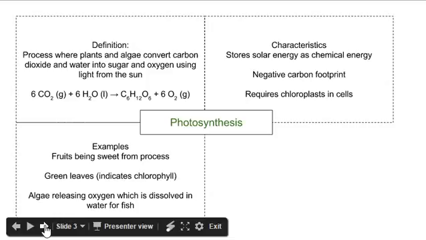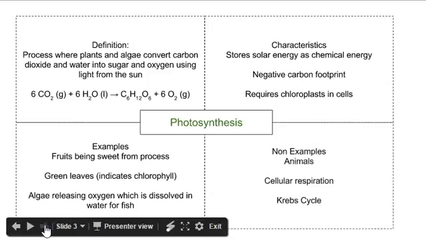And a third example is algae in the ocean or in Lake Michigan produces oxygen, and that oxygen is dissolved in the water, and that's how fish breathe underwater, as their gills pull the dissolved oxygen out of the water. Non-examples: this is not done by animals. Cellular respiration is the opposite process, where sugar is broken down and releases the energy, and the Krebs cycle is part of the process where this happens.